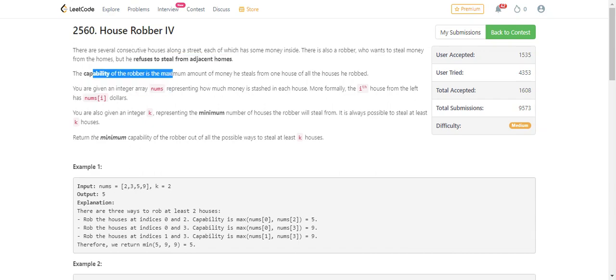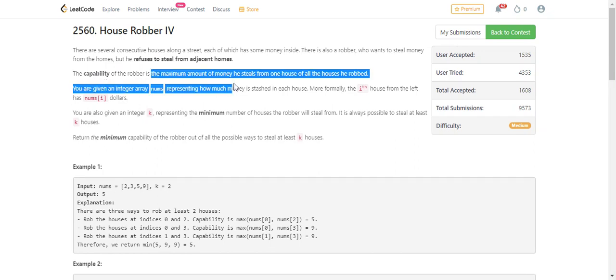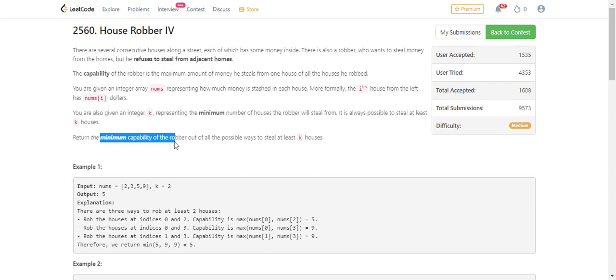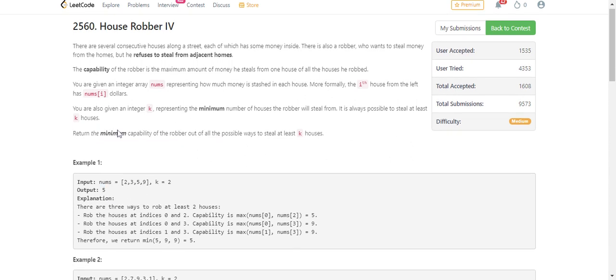The capability of a robber is defined as the houses that he is picking to rob, and the one house which has the maximum money among them. That is the capability of a robber, the maximum amount of money he steals from one of the houses that he robbed. And you have to minimize this capability and return that minimized capability as your answer. So you have to minimize the value of the maximum money from one house.